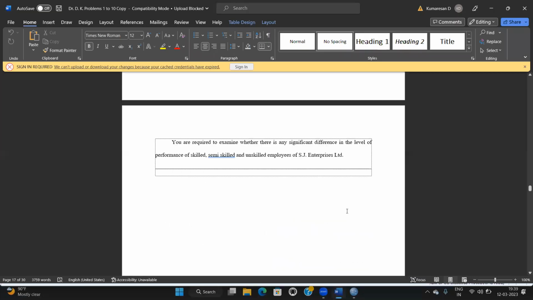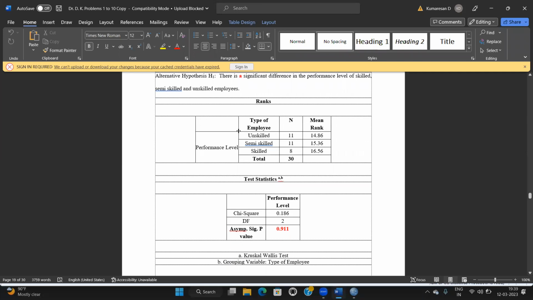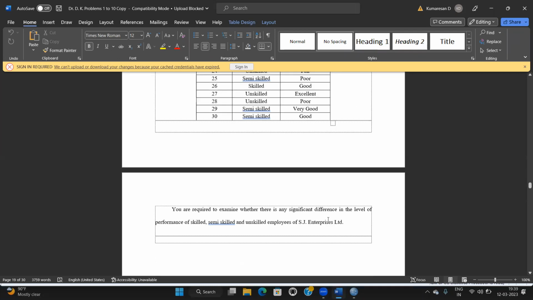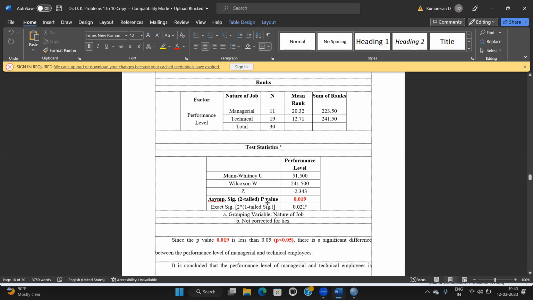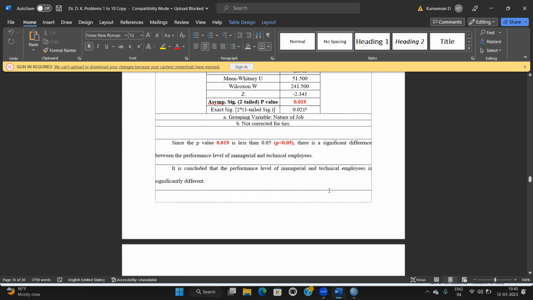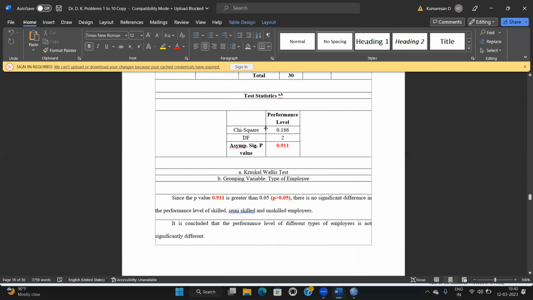Let me come to the Word document. See here. The first table contains, as usual, descriptive statistics. The second one, test results. Earlier, Mann-Whitney measure was given, Wilcoxon measure was given, Z score was given, p-value was given, then exact p-value was given in the case of the Mann-Whitney test. But here, chi-square value is given, degrees of freedom is given, p-value is given.